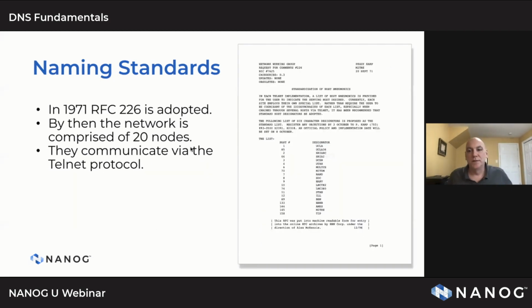Well, somewhere along the way, we started thinking we're going to have to start naming these things on this network. So way back in 1971, RFC 226 started talking about the standardization of host names. For those of you that don't know, an RFC is, as you can see in the upper right corner, a request for comments.